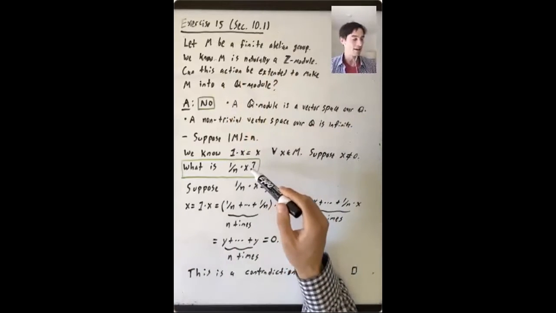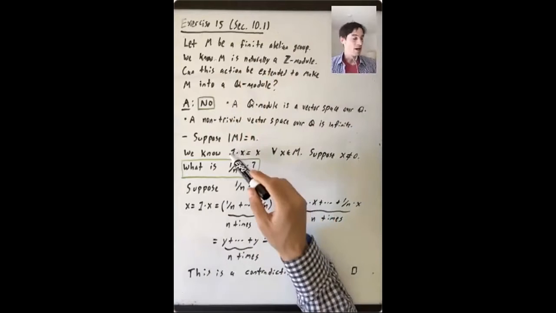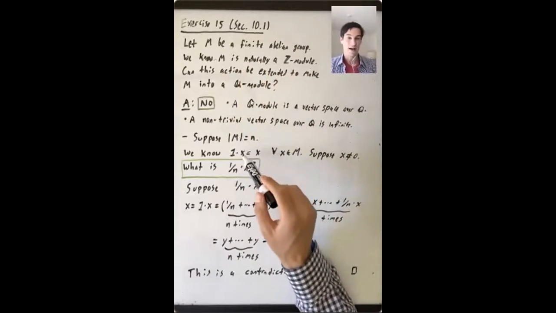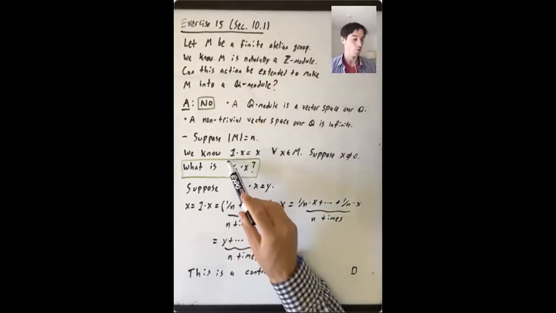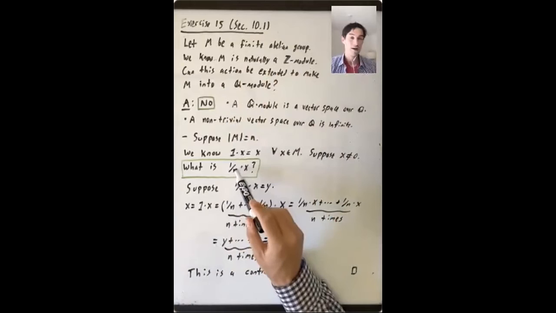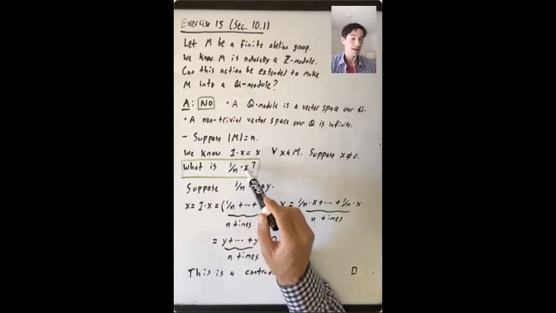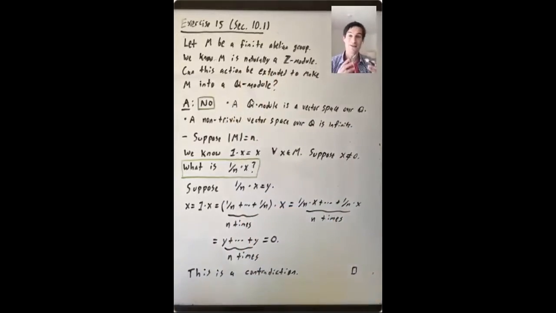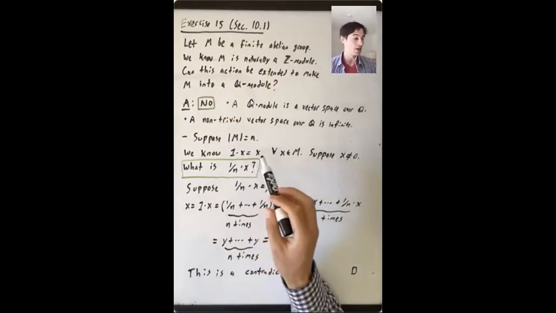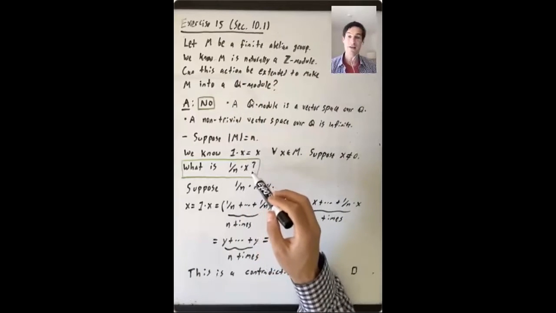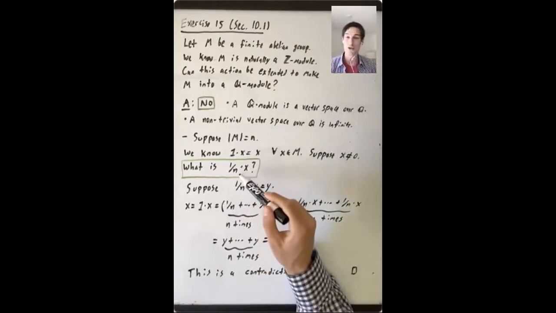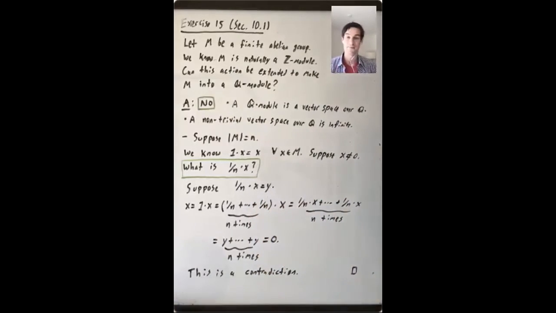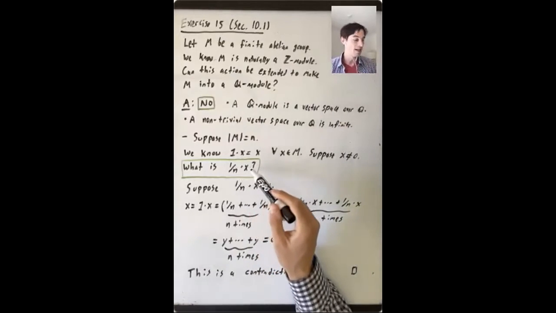So the key idea here is that we know how integers act on elements of M, but what about rational numbers? And we're going to pick the particular rational number 1 over n and ask, what is 1 over n dot x? And this is where the problem is going to come from. So we're going to suppose that we can define an action of Q on M that turns it into a Q module. And we're going to see a contradiction by saying there's no good choice for what 1 over n dot x could be.